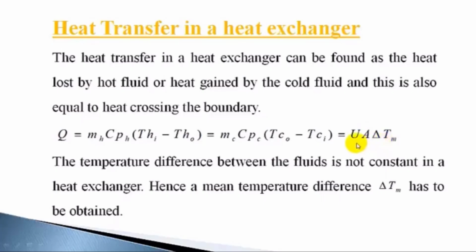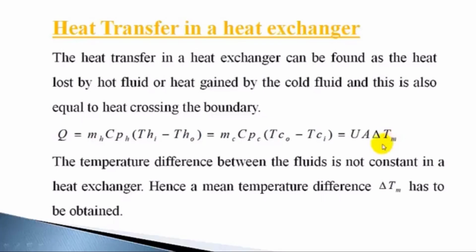Usually the heat transfer you can find out as UA into delta T. When you have a combined mode of heat transfer, generally we specify it by the overall heat transfer coefficient U. So overall heat transfer coefficient into area into delta T will give the heat transfer. But in this case, I used the subscript m, indicating the mean temperature difference.